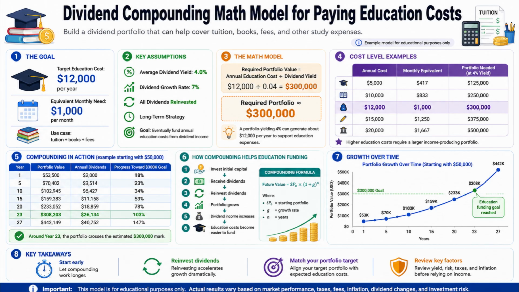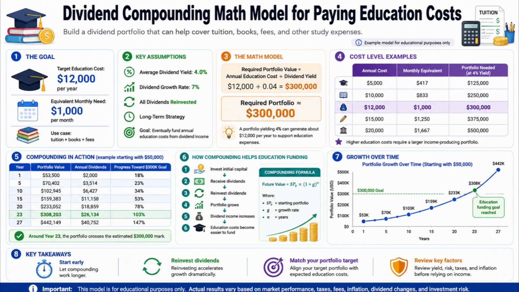Then, by year 10, the portfolio grows to approximately $102,945. Annual dividend income reaches around $6,427, and progress toward the target becomes about 34%. As the compounding continues, the portfolio becomes stronger. By year 15, the portfolio value increases to approximately $159,383, with annual dividends of around $11,158. This is about 53% progress toward the education funding goal.